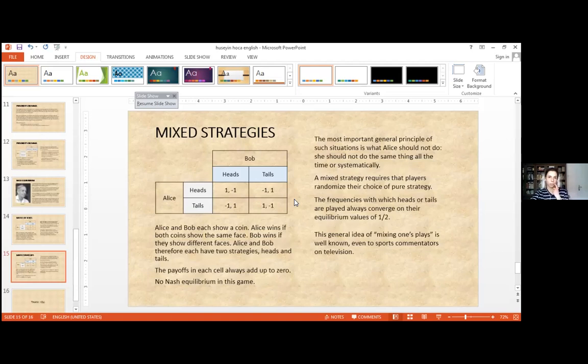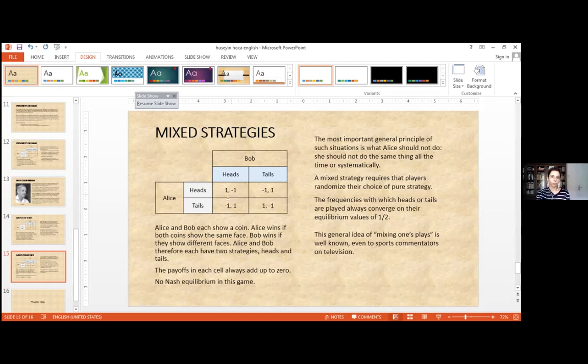Another example is called matching pennies. Again, the players are Alice and Bob. We all play this game. The strategies are heads or tails, and one calls tails and the other calls heads. Alice wins if both coins show the same face. Bob wins if they show different faces. So they both have two strategies, heads and tails.